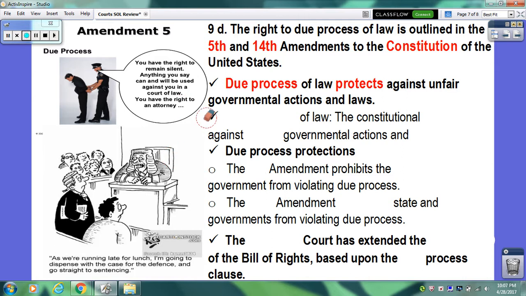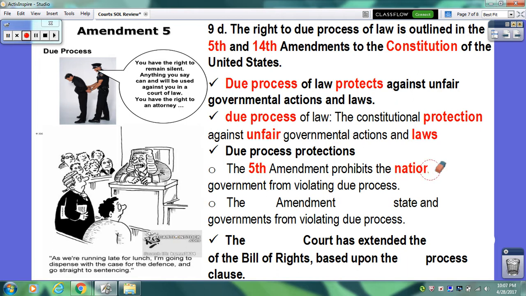So to finish things up, we have our due process of law, which is defined as the constitutional protection against unfair governmental actions and laws. So you have a right to a trial, you have a right to a lawyer, you have a right to everything that's guaranteed to you under the law. Due process protections are really separated in two ways. The Fifth Amendment prohibits the national government from violating due process, and the 14th Amendment prohibits state and local governments from violating due process.